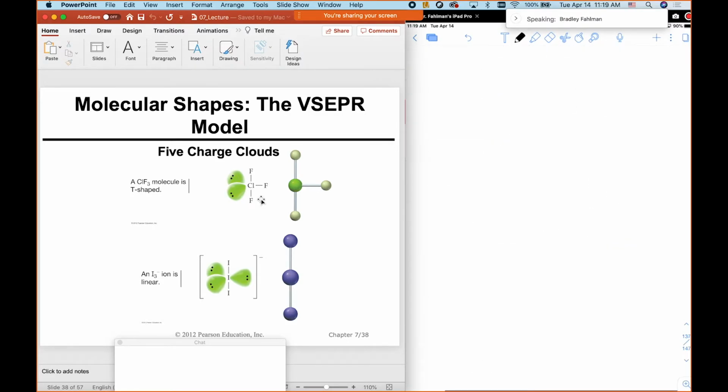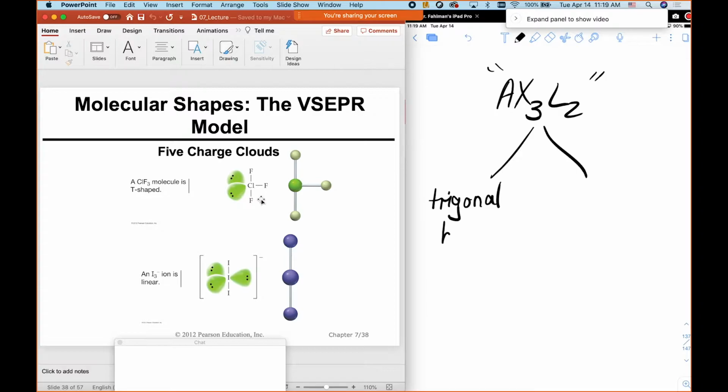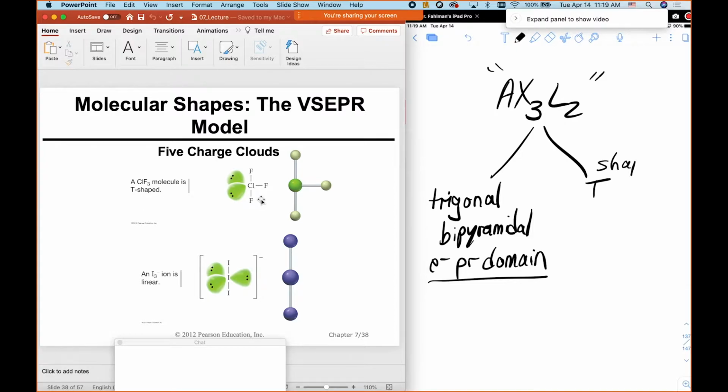Okay, so just to say that, if we have this one, AX3L2, it's still a trigonal bipyramidal electron pair domain, but its shape is T-shaped. So the electron pair domain count is still five, but its shape is different.